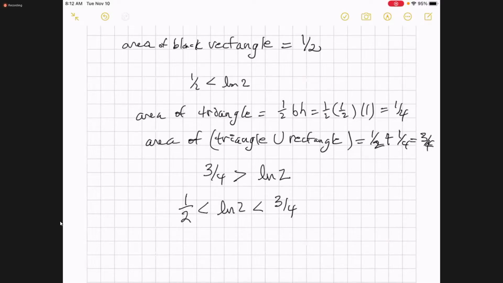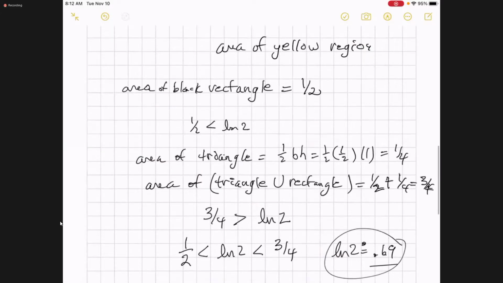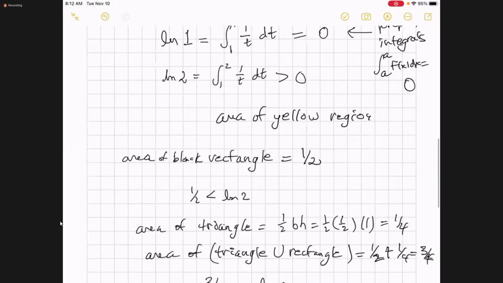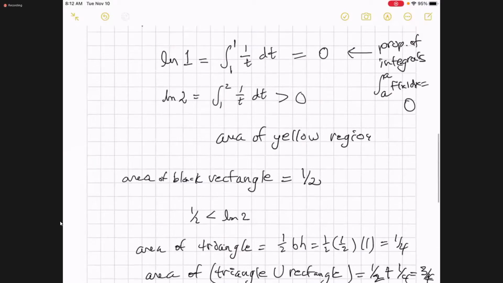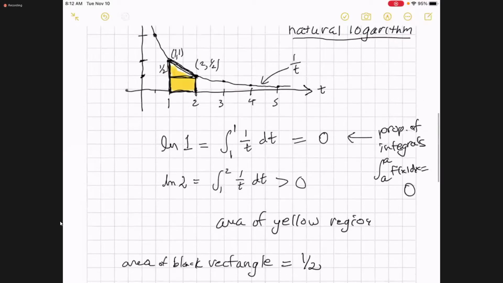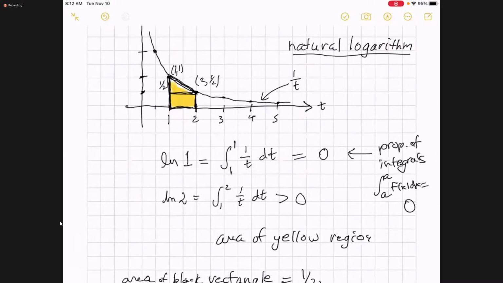Well, I think the actual value is something like 0.69 something. Not absolutely sure about that. But you could get better and better approximations, and you're going to get some approximations of something like this for a homework problem.